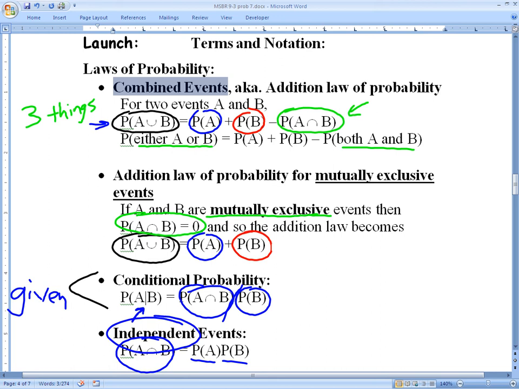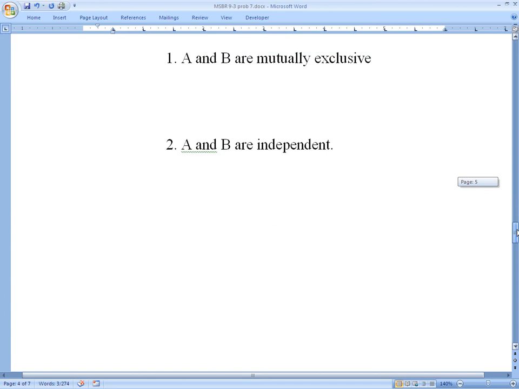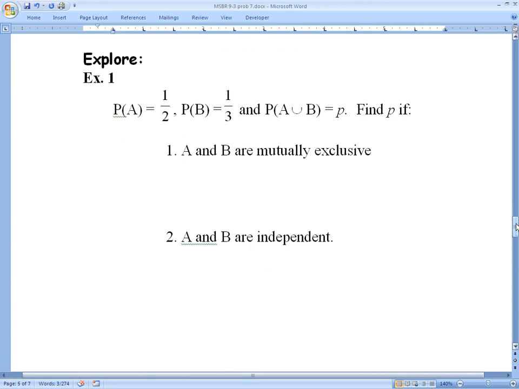If they're mutually exclusive, it'll tell you, and then you should use the mutually exclusive formula. If it says given, you should use the conditional probability, and if you have at least 3 different probabilities that work in this formula, you can use the combined events formula. So let's try it out here with a couple examples.